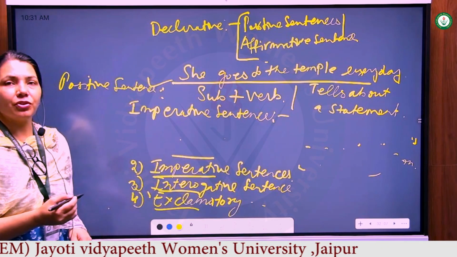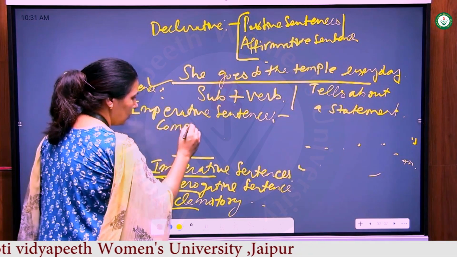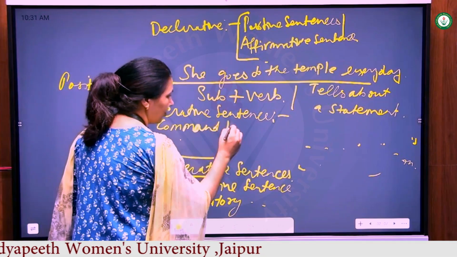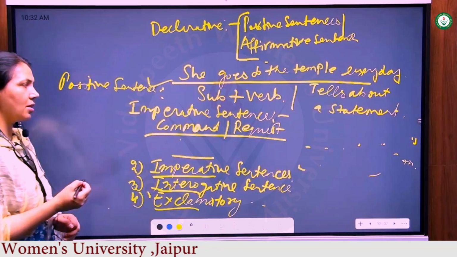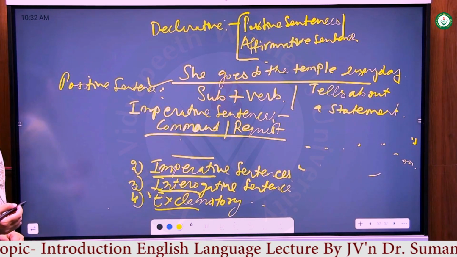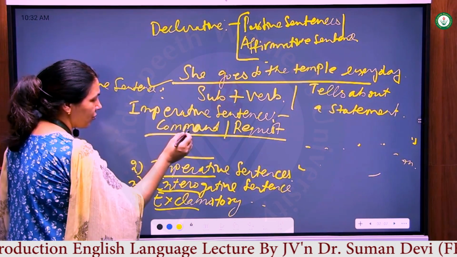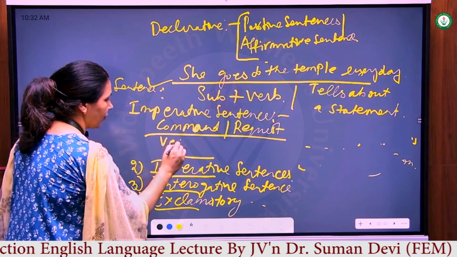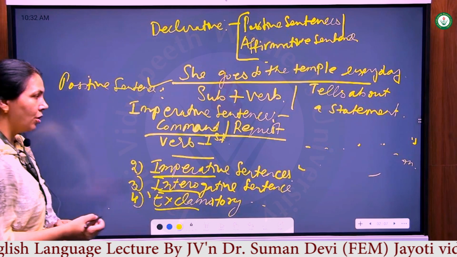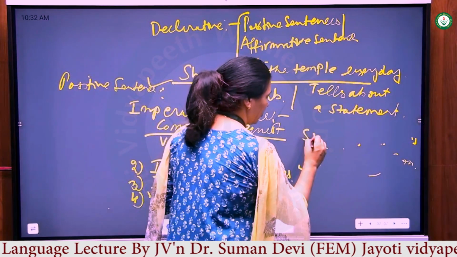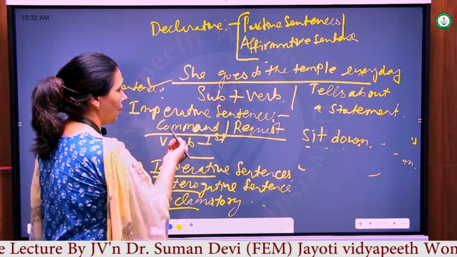In an imperative sentence, sentences are in the form of a command and request. It means if the sentence demands a command or request, then it is called an imperative sentence. For example, such kind of sentences always start with a verb first. Always. Right? So, for example, sit down. So, what is that? That is the command.